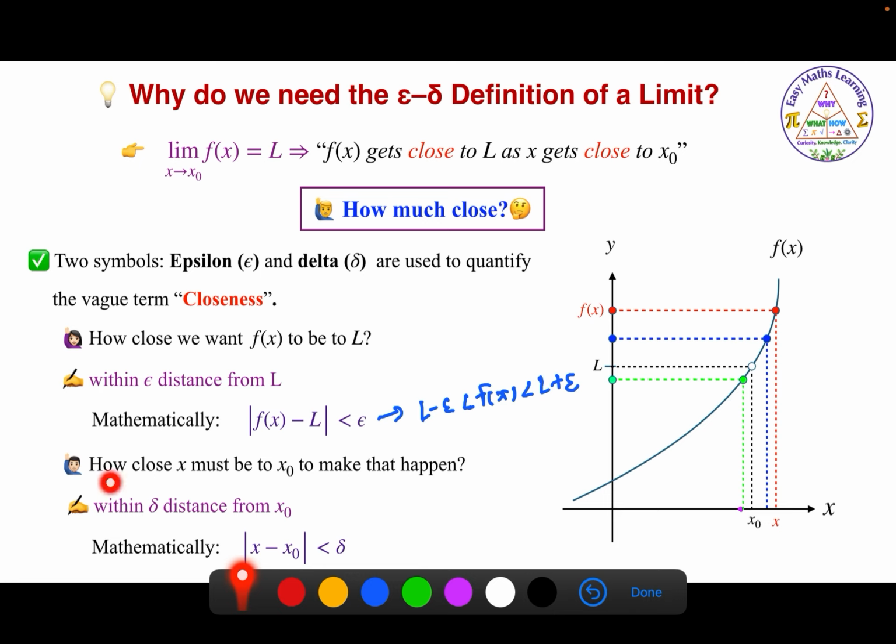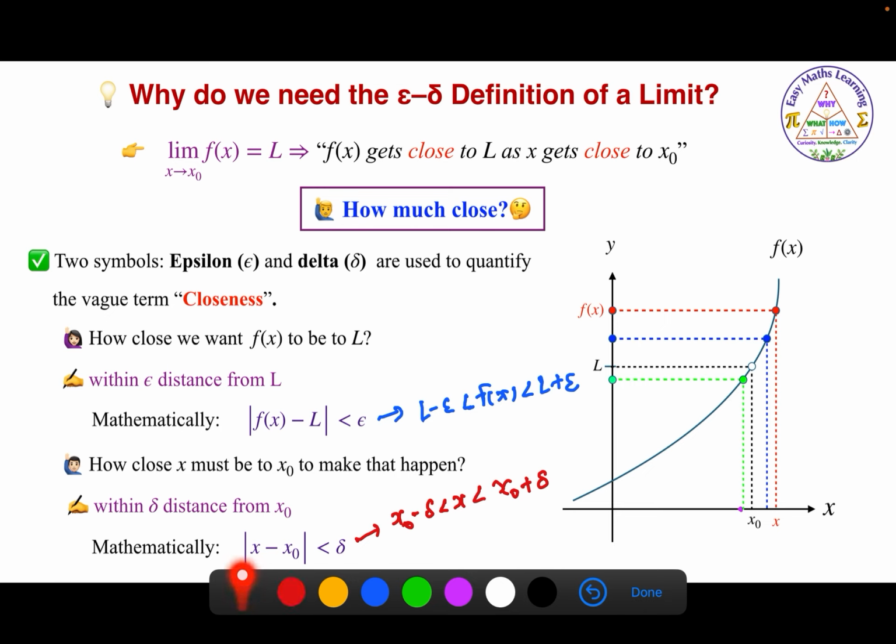Now the second question is, how close must x be to x naught to make that happen? That happen means modulus of f(x) minus L less than epsilon. So for what values of x is this inequality satisfied? The answer is within delta distance from x naught. Mathematically, we can write modulus of x minus x naught less than delta, or we can write x naught minus delta less than x less than x naught plus delta.